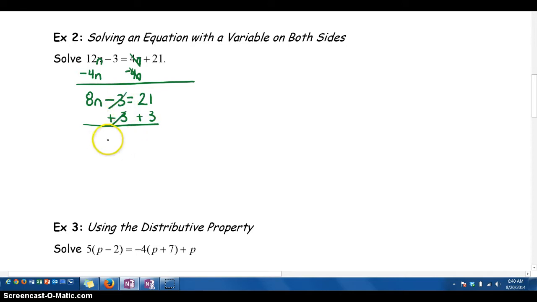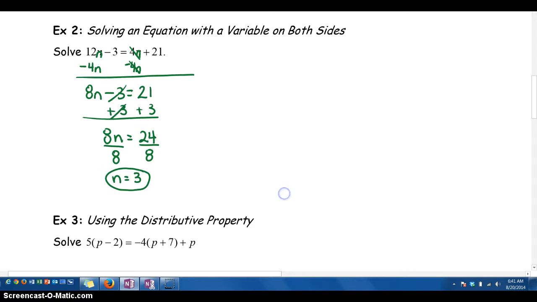Subtraction is gone first, so we have 8n equals 24. Last but not least, divide by 8 on both sides, and n equals 3. Great job. Once again, we can check our answer by substituting in the variable. You'll be doing that quite a lot in class and on exams, so you get 100%.